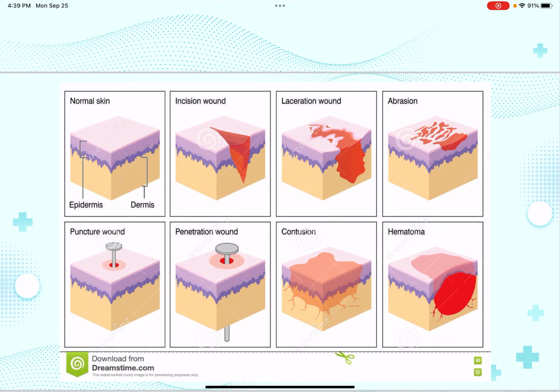This slide here shows normal skin, and then it shows the different types of wounds that were discussed and what layers of skin they go through.